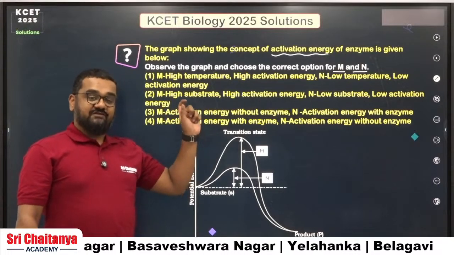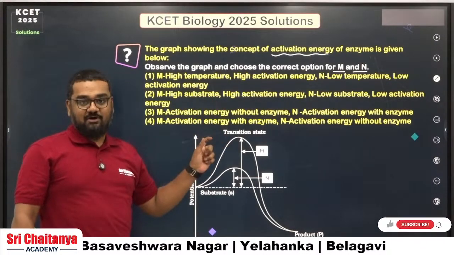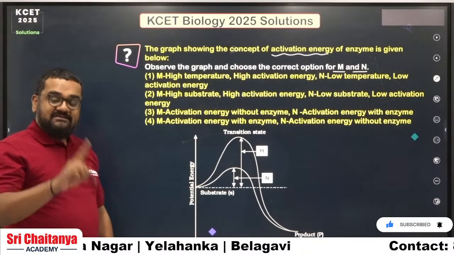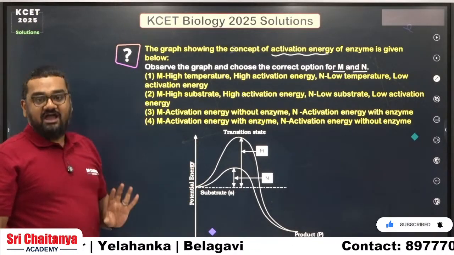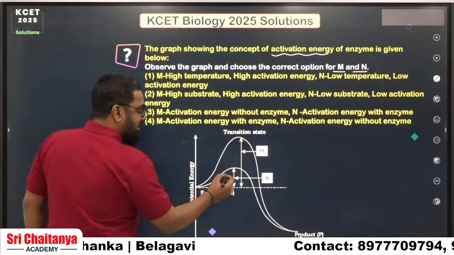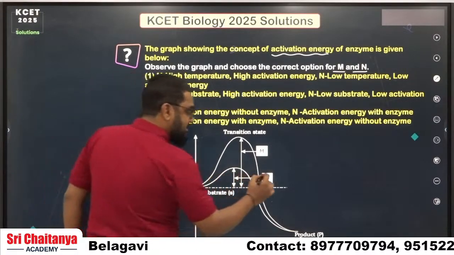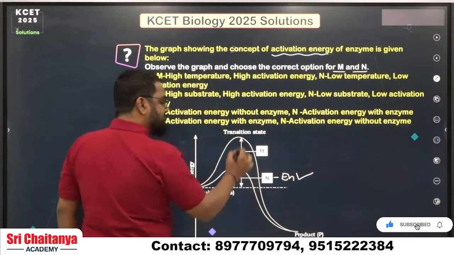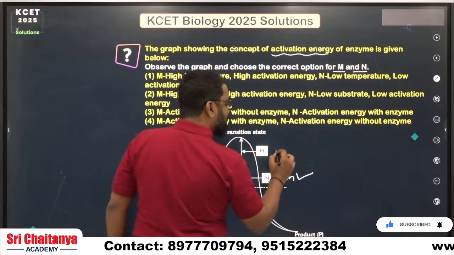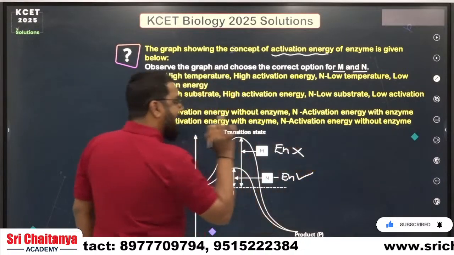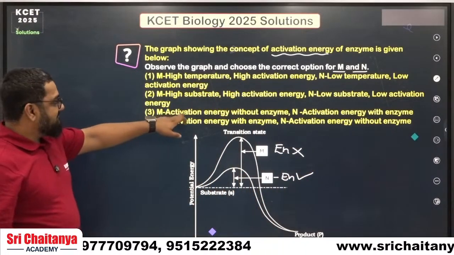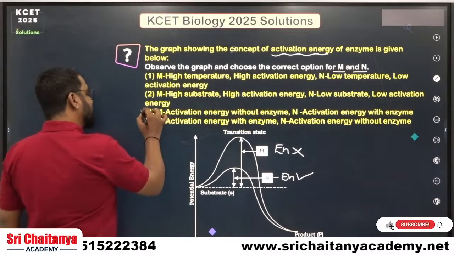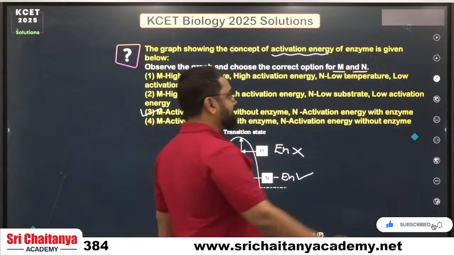This is the minimum amount of energy which is needed to initiate any biological reaction in biological terms, isn't it? We also know presence of enzymes will lower the activation energy. So in this graph, less amount of activation energy is needed in this, correct? So here enzymes are present, whereas in case of M, the activation energy is more. So you can say enzymes are absent, which will give us M activation energy without an enzyme, N is the activation energy with the enzyme, that is option 3.